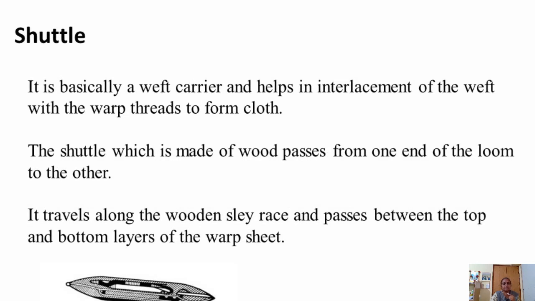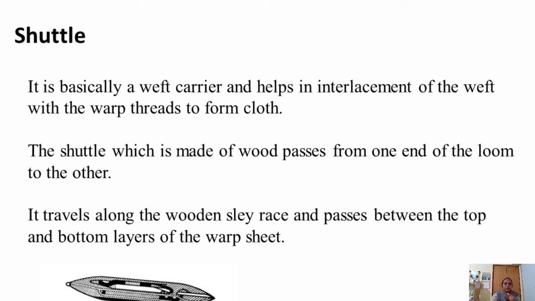Next part is the shuttle. What is a shuttle then? It is basically a weft carrier and helps in interlacement of the weft with the warp threads to form cloth. So shuttle is the main part, that is it contains the weft yarns. Here the weft yarn is wound, and it releases the weft yarn. So the shuttle, which is made of wood, passes from one end of the loom to the other.